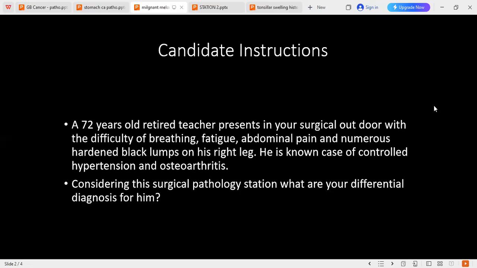What are the poor prognostic factors for malignant melanoma? Increased tumor thickness, increased depth of invasion. Male gender and old age come first, then the presence of ulceration is second. And then the site: if the lesion is on the lower limb as compared to the upper limb, trunk, head and neck, it is more poor prognosis.